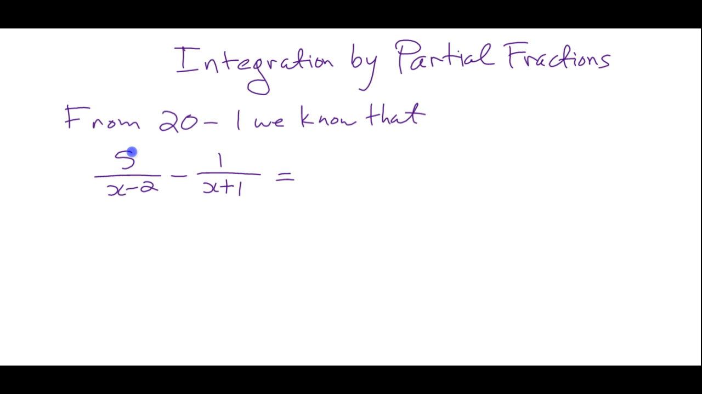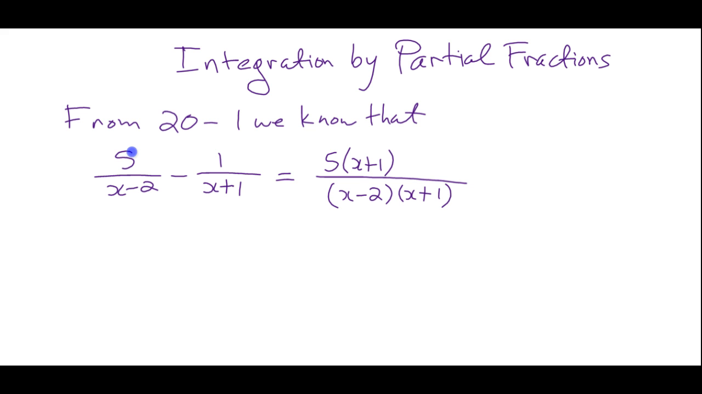This is an example. This is like 20-1 stuff. You in here should be able to do this, right? So how do we do this? Easy. You need a common denominator. What's the common denominator? x minus 2 times x plus 1. Right. So what do we do with the 5? Times it by x plus 1.